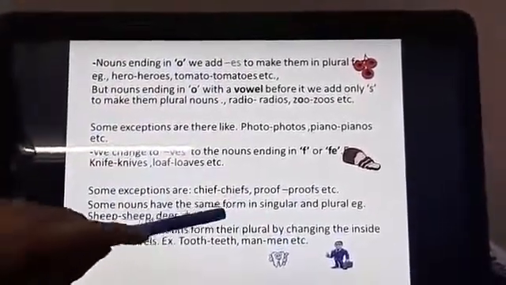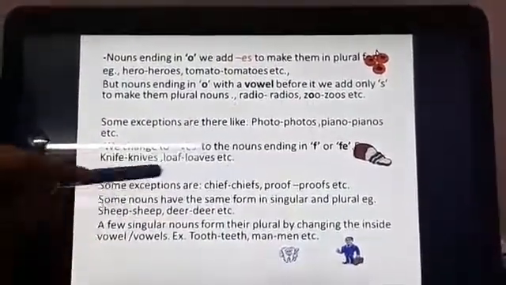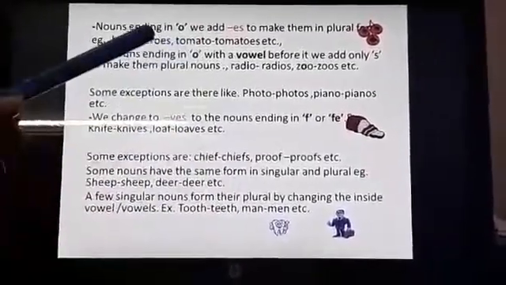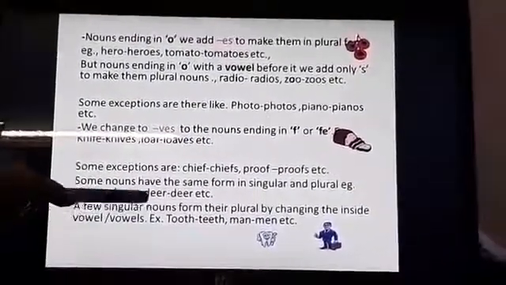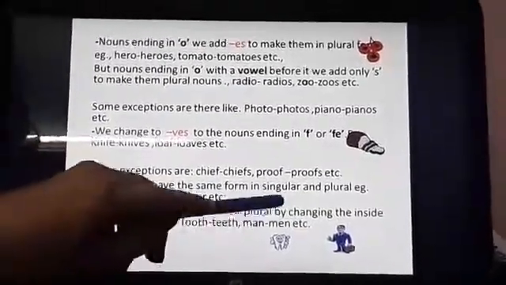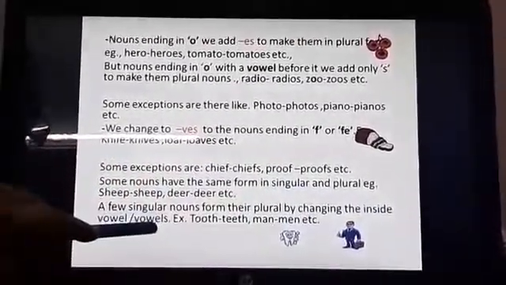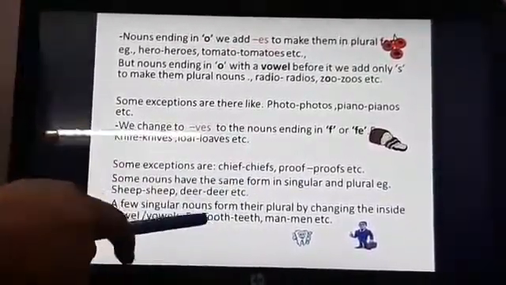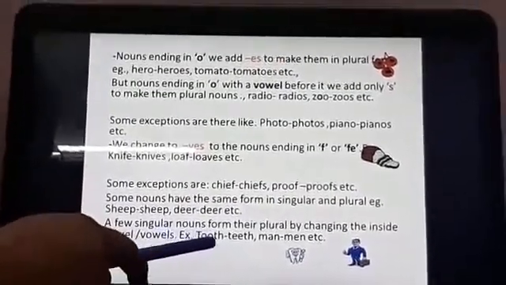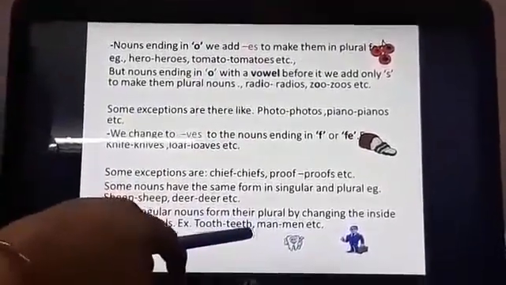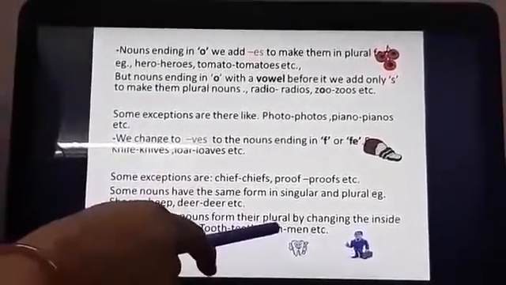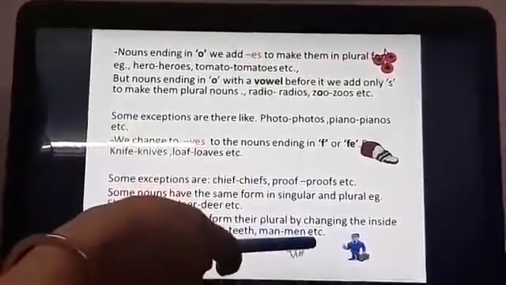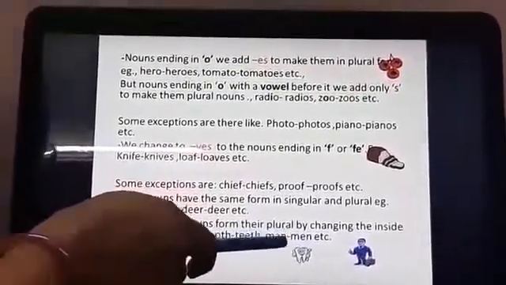Some nouns have the same form in singular and plural. For example, sheep, sheep. Deer, deer, etc. Few singular nouns form their plural by changing the inside vowel or vowels. If there is a vowel here, you can see in the example, tooth, double o, o is a vowel, it changes to teeth. Man, a again is a vowel, it changes to men. Okay, so these are the examples of this.